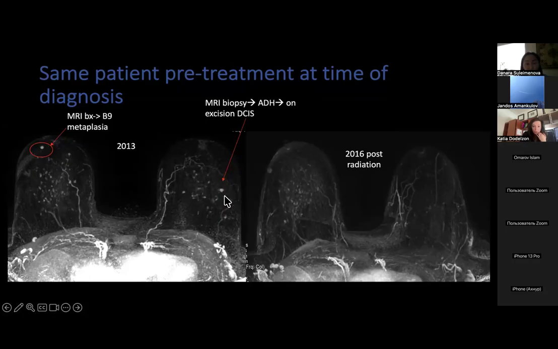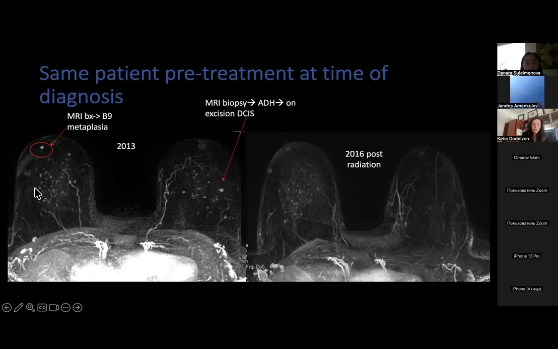But these two stand out. They're bigger, they're brighter, and are much more avid in their enhancement, and maybe even questionably irregular here. That is not multiple, that's one and one. That's unique. And so both appropriately were recommended for biopsy.